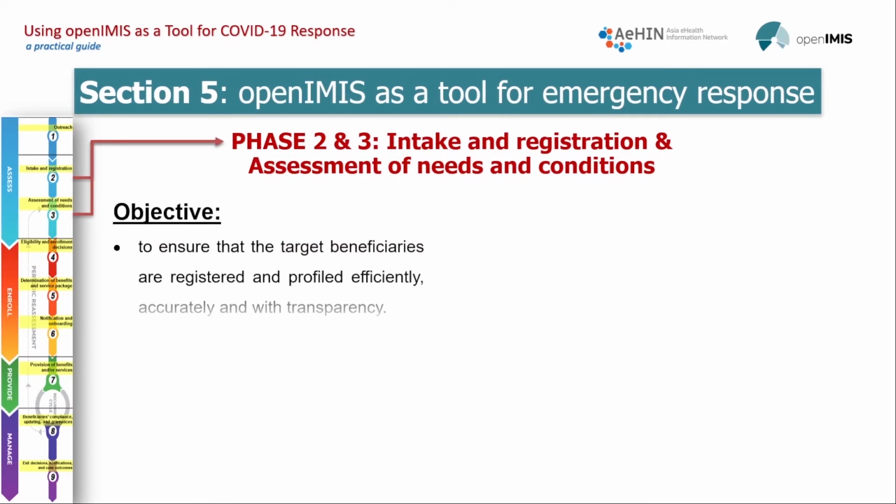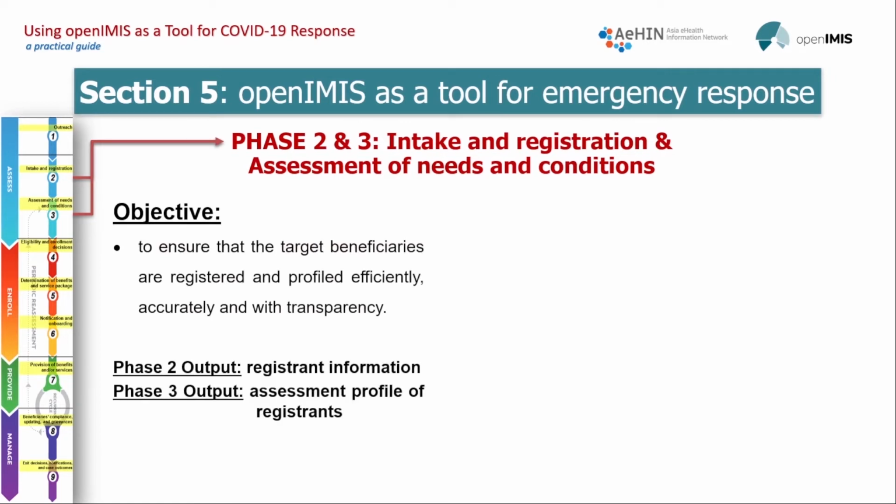The main objective of the next two phases of the delivery chain is to ensure that the target beneficiaries are registered and profiled efficiently, accurately, and with transparency. These phases answer the question: how will the intended beneficiaries apply for the program? And how are the needs and conditions of registrants assessed for eligibility to programs? The primary output of Phase 2 is complete and verifiable information from the applicants, while the output of Phase 3 is the assessment profile of all the registrants.